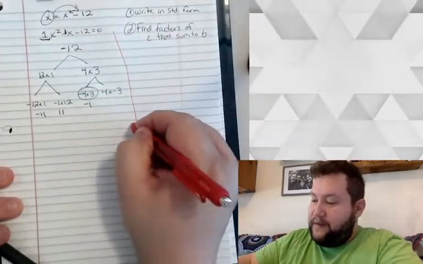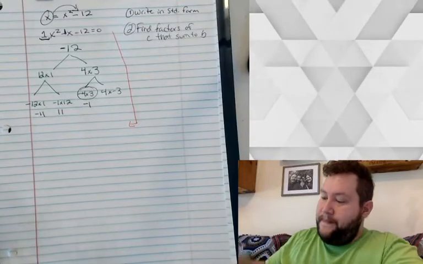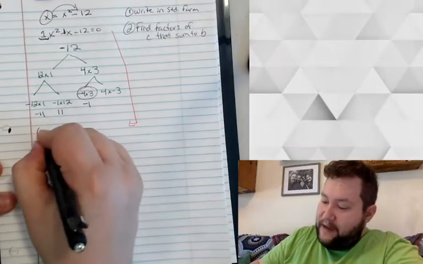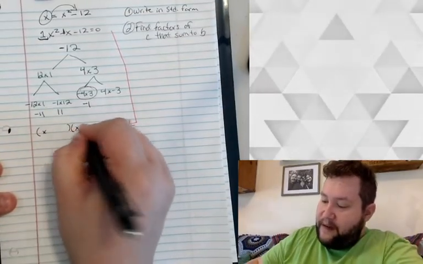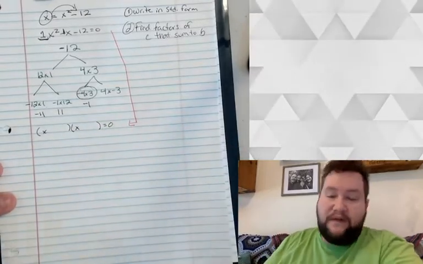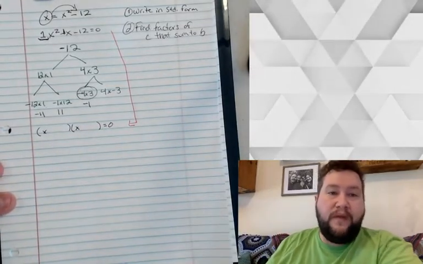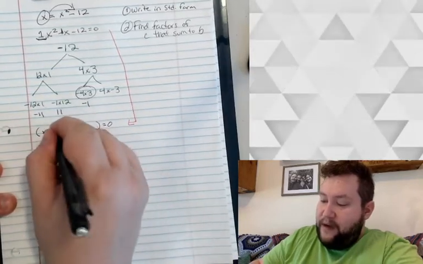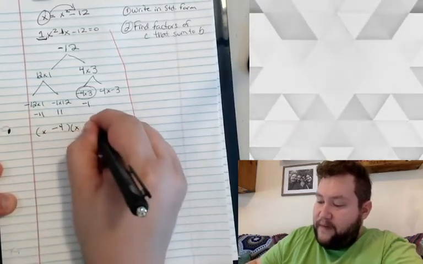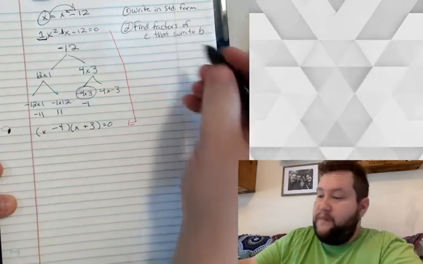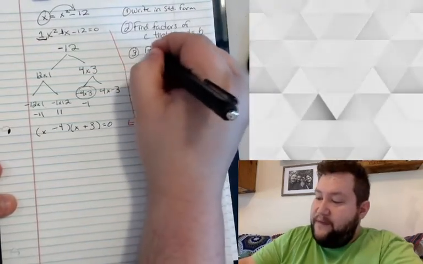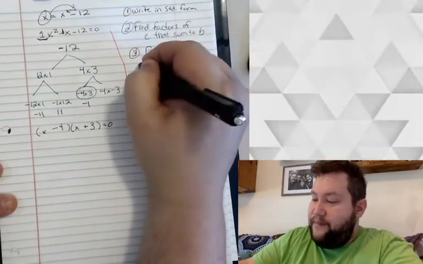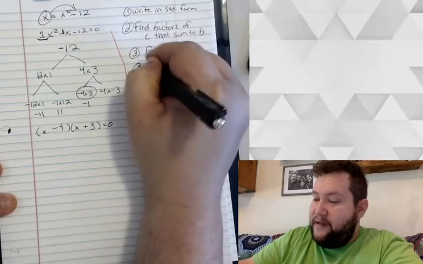So we bring this down. And we have now x and x equals 0. And we said our terms, or our factors, were negative 4 and positive 3. And that was step 3, factor. And I'll put 3a, check.